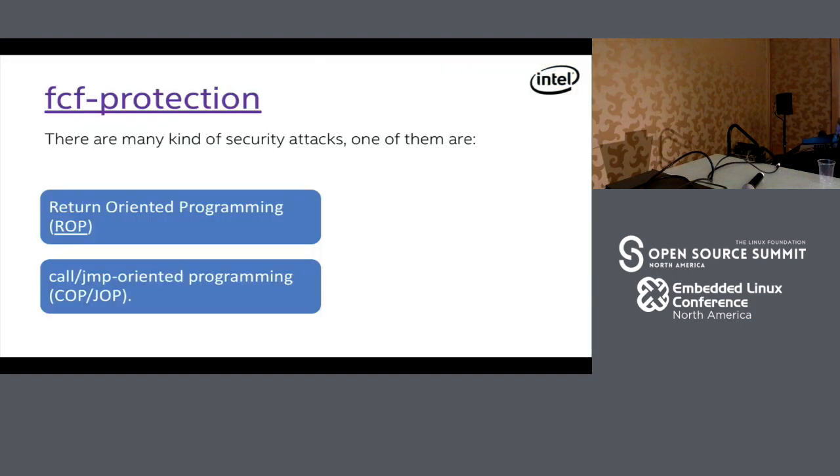The first of the tools that I want to present to you is fcf-protection. There are many kinds of security vulnerabilities. We have seen security vulnerabilities in terms of hardware. I will not talk about those kinds of things; I would need an entire speaking slot for that, okay? But the kind of attacks that I will talk about are return-oriented programming and call/jump-oriented programming. Those are very horrible kinds of vulnerabilities. Well, GCC 8 helps to fix those kinds of things.